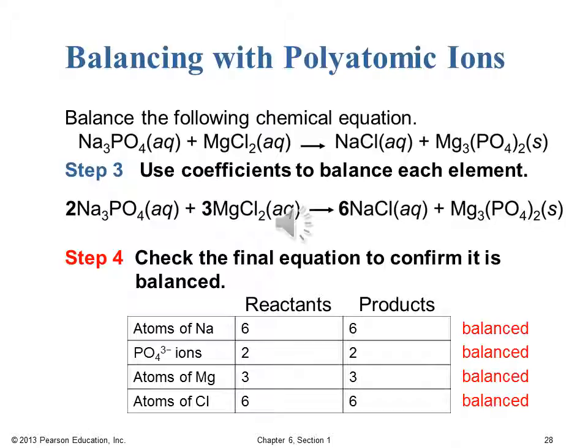And finally, chloride ions, we have 3 moles of the magnesium chloride with 2 ions of chloride each, so that's a total of 6. And on the right-hand side again, 6 now being the coefficient in front of NaCl means we have 6 ions of chloride in the product as well. Everybody is balanced. Very good. Well done. Let's end this subtopic with a final learning check.